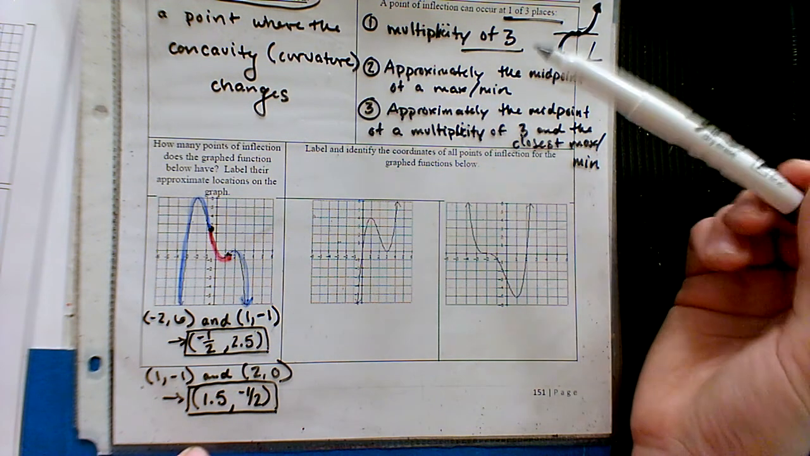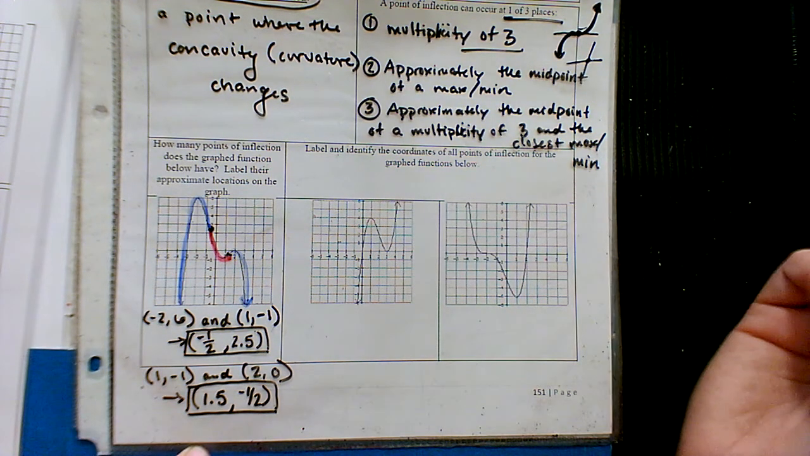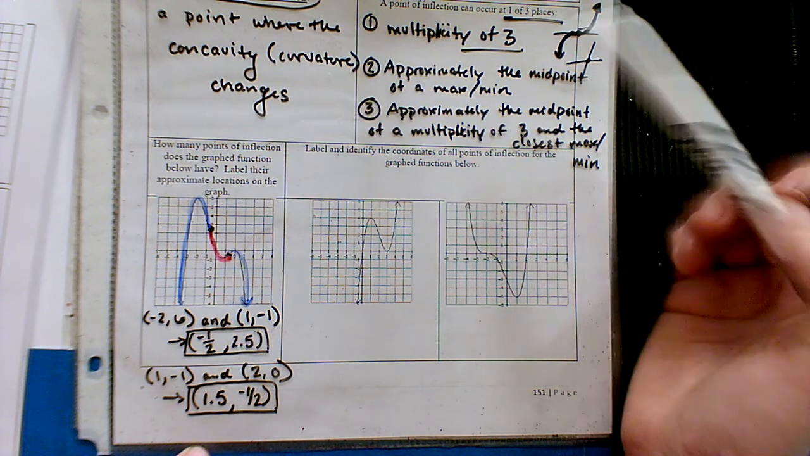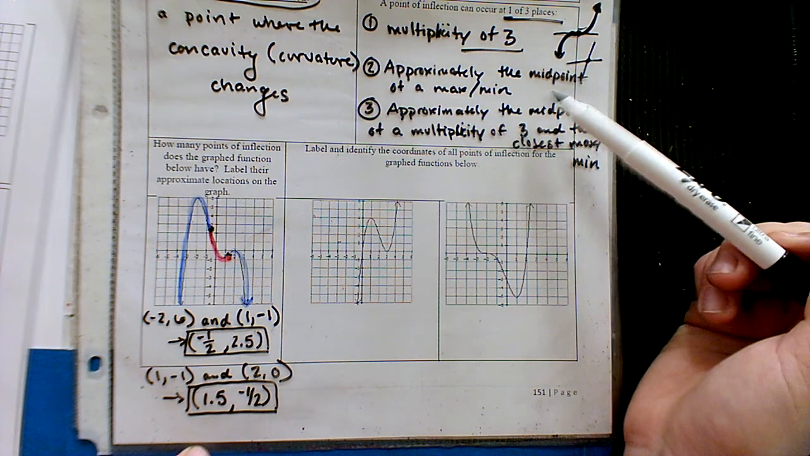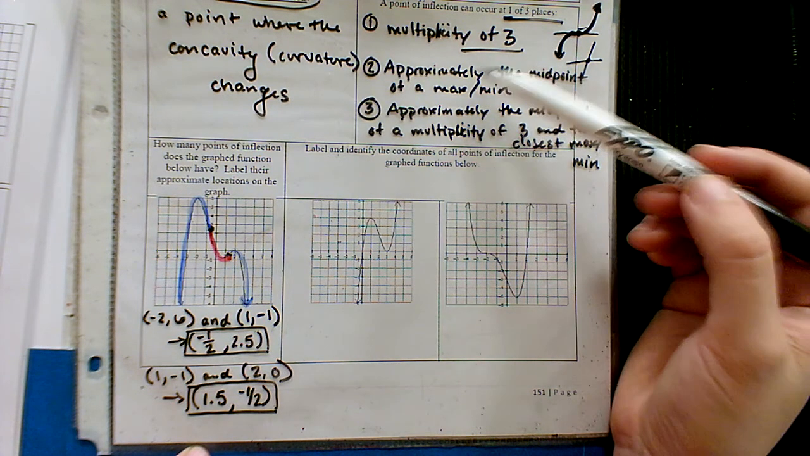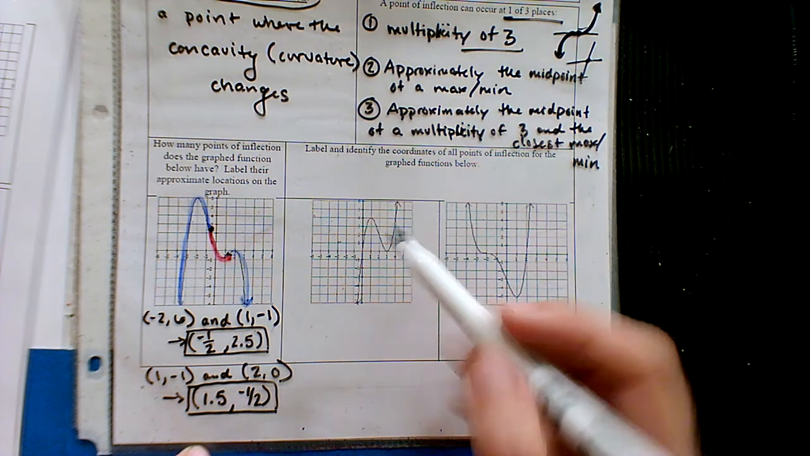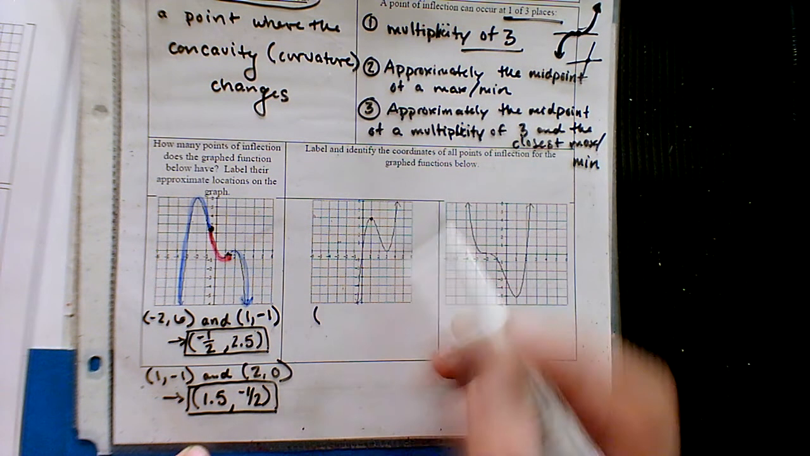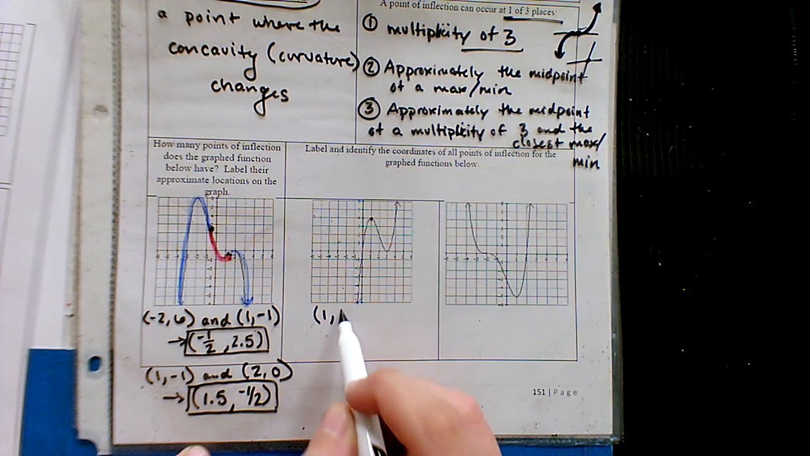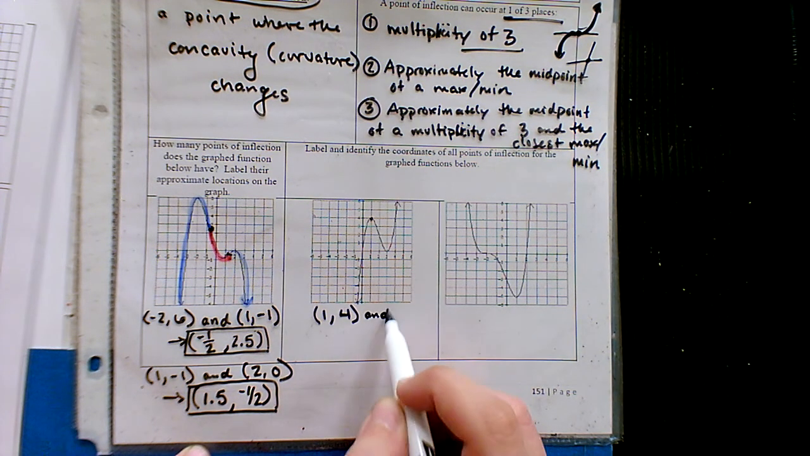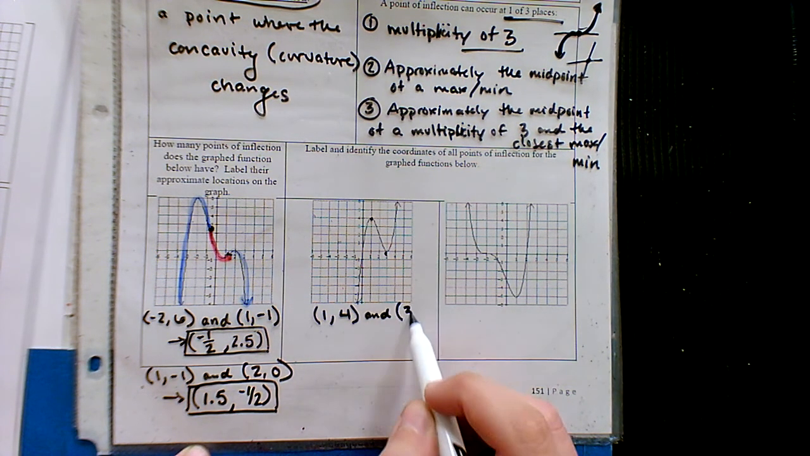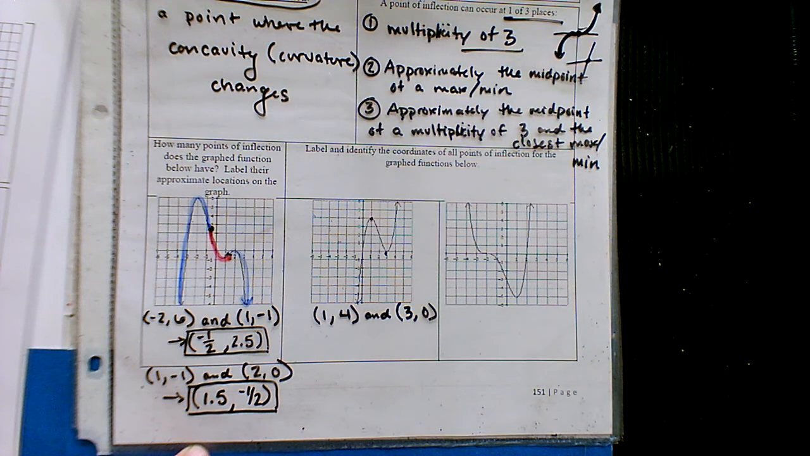Rolling through our options, do we have a multiplicity of 3 anywhere? No. So if we rule out 1, we automatically rule out option 3. Do we have any maxes or mins? High points and low points? Definitely. All right, so we have a high point, a maximum at 1, 4, and we have a low point at 3, 0.